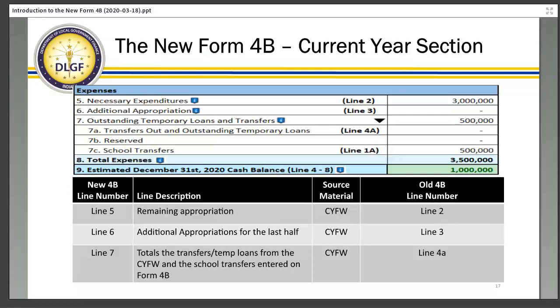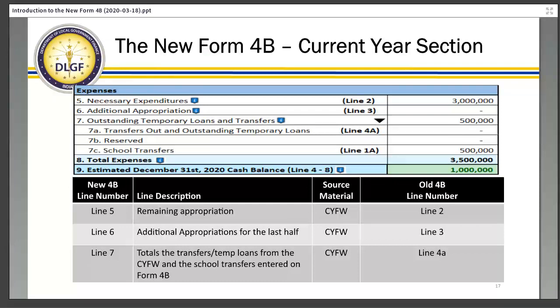So we have a single line on our form that's going to represent your outstanding temporary loans and any transfers you have. Line 7A, 7B, and 7C is how we break down that total into more detail if we need to. And so we will ultimately summarize any information reported in A, B, or C into line 7.